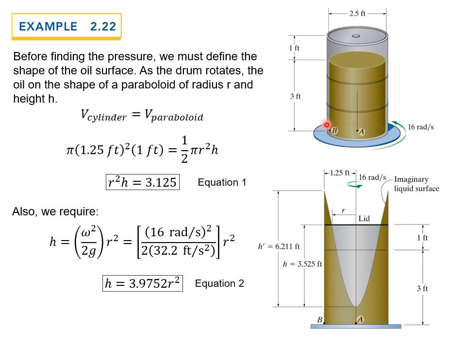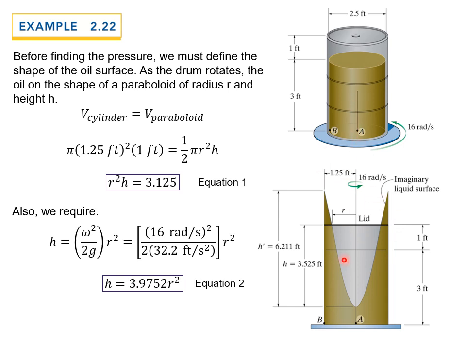Here it shows the shape of the drum before rotating. As it starts rotating, the liquid is going to disperse and move up the sides of the cylinder. It turns out it moves into the shape of a paraboloid. So you still have the same liquid, but instead of being a cylinder, that volume is now distributed over a paraboloid shape. So what's the volume difference between a cylinder and a paraboloid?